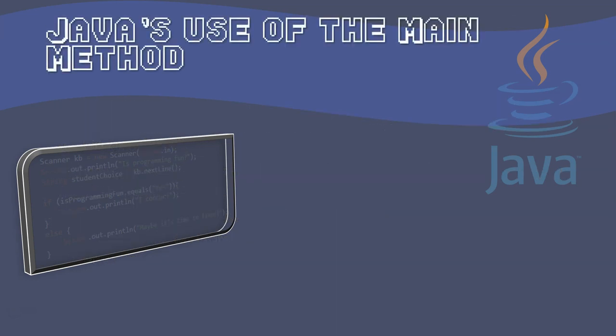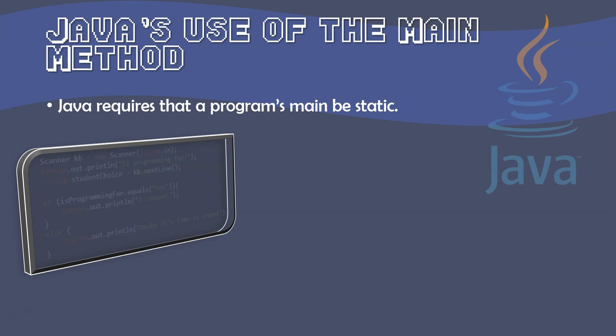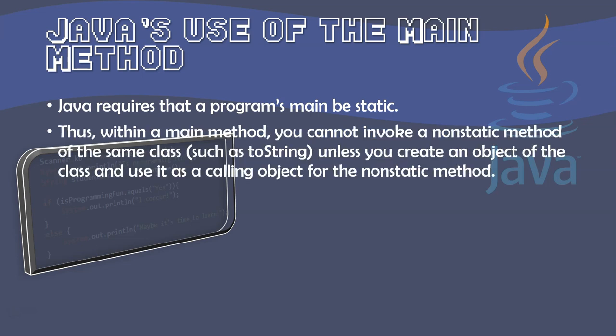Now, Java has, of course, use for that term main. Whenever we see the main, that's our driver program, that's our testing program. Well, that's because Java has a requirement, first off, that main be static. If you look, it's public static void main String args. Thus, when we're within a main method, we can't actually use a non-static method of that same class, such as toString, unless we create an object of that class and then use it as a calling object for the non-static method.